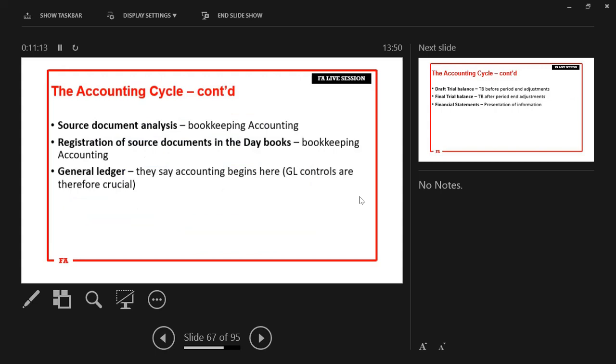When you're dealing with the source document analysis, you are dealing with bookkeeping, eh? So from source documents to day books, we are bookkeepers. Where does accounting begin from? Accounting begins from the general ledger. That's the reason why you need a qualified person to manage your books. When we say qualified, perhaps we can talk about it in inverted commas. We like thinking about an experienced person, someone who knows what they're doing. We don't want to put a novice in charge of our books. I think that does not help us.